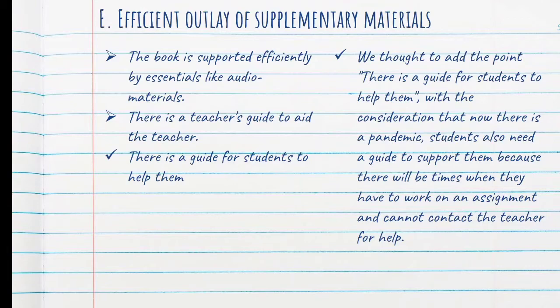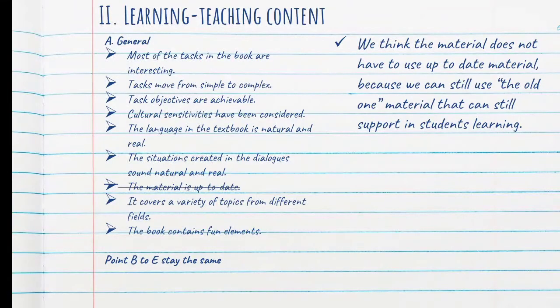And then in the next point 2, learning and teaching content, in general there are several points here. Most of the text of the book is interesting. Text moves from simple to complex. Text objectives are achievable. Cultural sensitivities have been considered. The language in the textbook is natural and real. The situations created in dialogue sound natural and real. The material is up to date. It covers a variety of topics from different fields. The book contains fun elements.